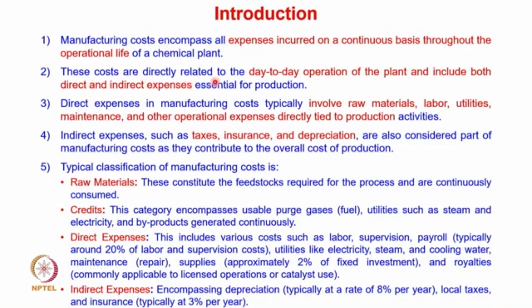So these costs are directly related to the day-to-day operation of the plant and include both direct and indirect expenses. So you can see that when we look at the direct expenses are nothing but what? These are nothing but the costs related with the purchase of raw materials. These are the costs related with the labor, utilities, maintenance, and other operational expenses directly tied to the production. So whatever directly involved in the production, all these costs are associated with the direct expenses in the manufacturing cost.